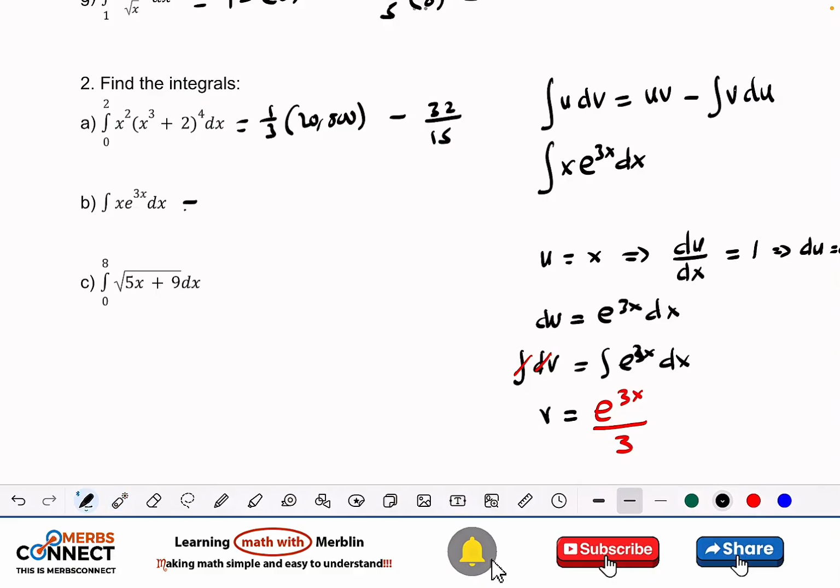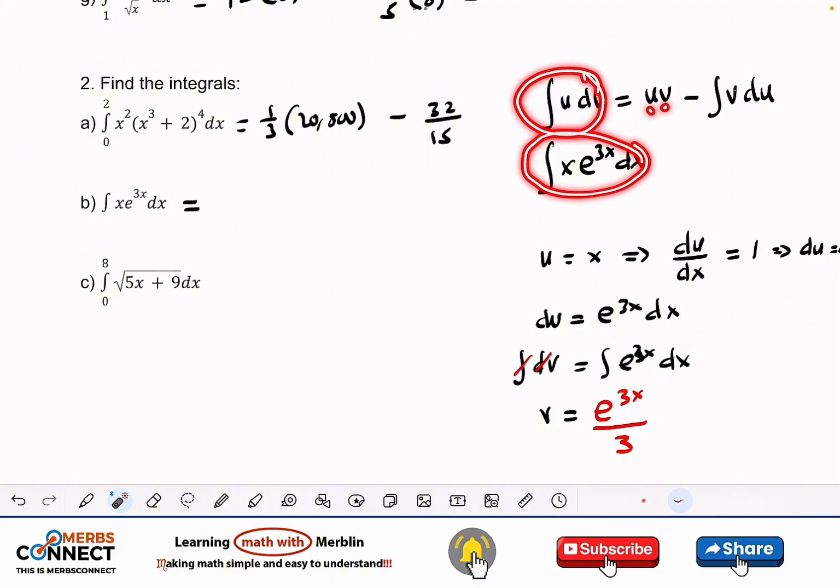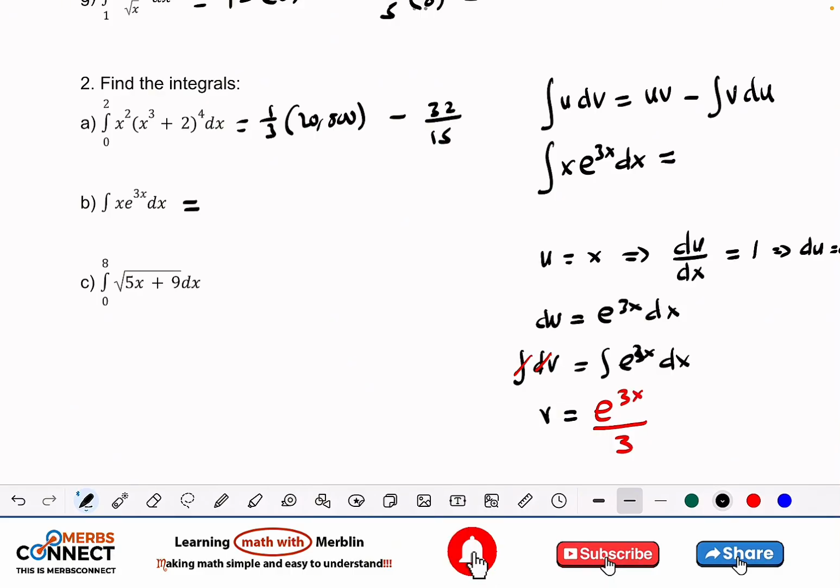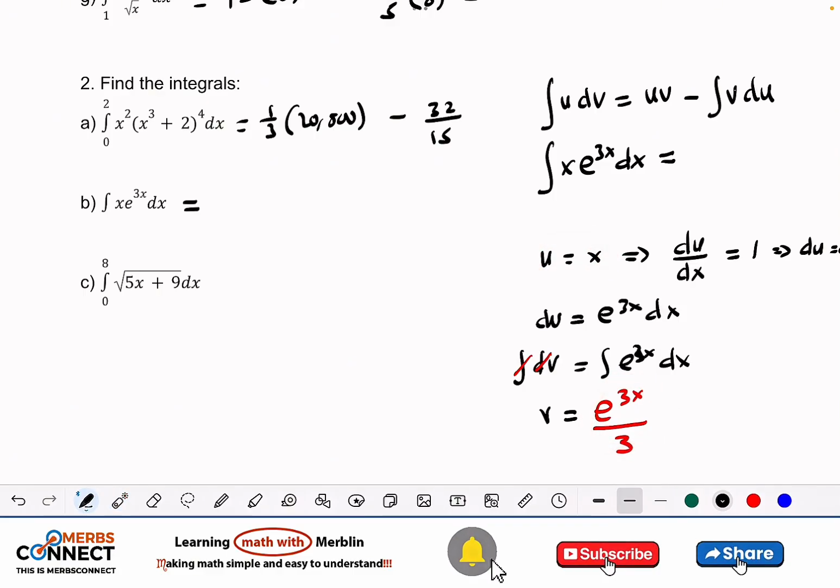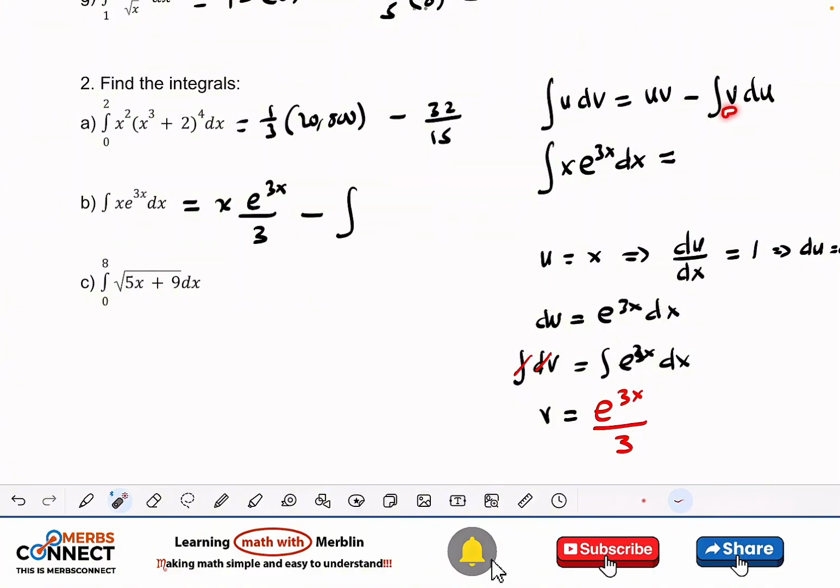So this integral right here is going to be equal to u times v, because we are saying that this is the same as this, as we did in the comparison. We are just equating them like this. What is u? This is u. What is v? This is v. So let's do the multiplication. We are going to have x e to the power 3x divided by 3 minus, here, then we put the integral there. What is v? This is v right here. So we have e to the power 3x divided by 3 times, what is du?